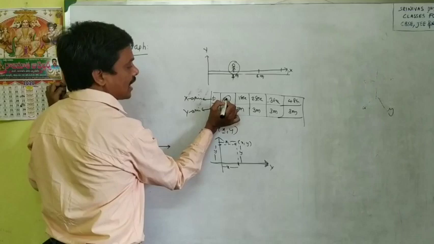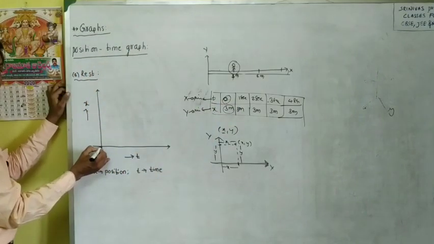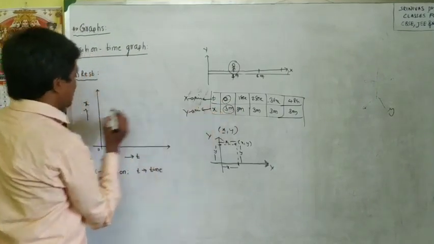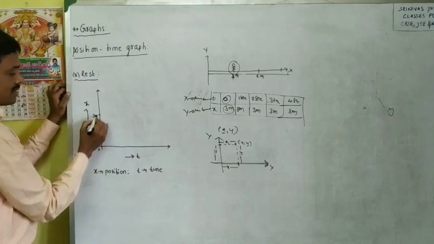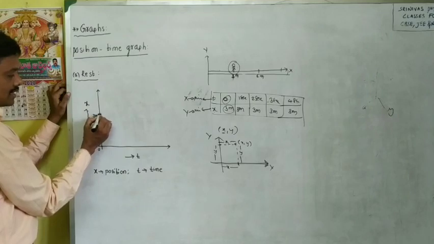What do we have to do here? First take time as 0. 0 is the origin, and the position is 3 meter. For example, this is the 3 meter location. Then 0 comma 3, where is it? Here it will be. Right, this is the point.